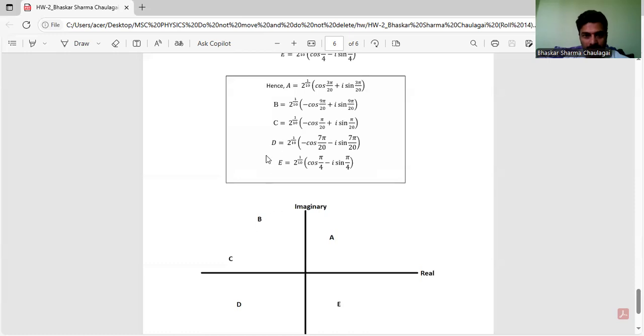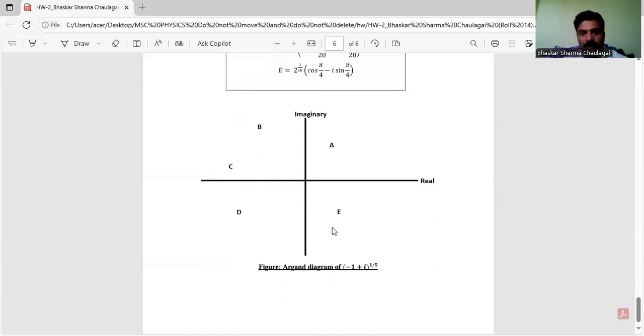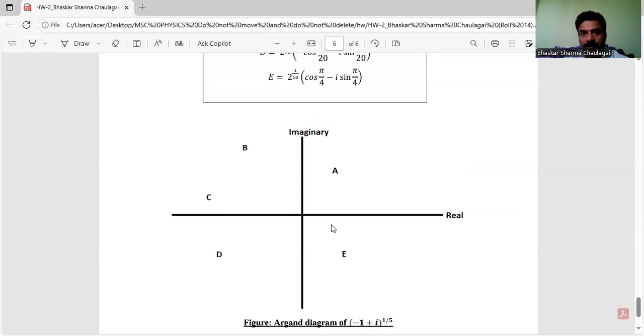Similarly, C also lies in the second quadrant, and for the value of D, the real part is negative and the imaginary part is also negative. So we must place the value of D in the third quadrant, and finally the value of E is positive in the real part and negative in the imaginary part. So it must be positioned in the fourth quadrant. So this is the Argand diagram of our question.